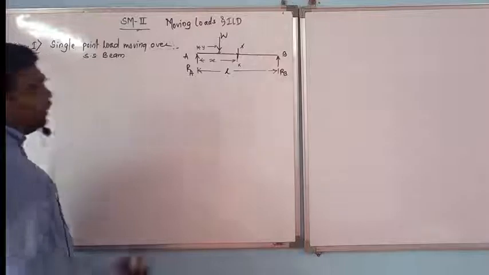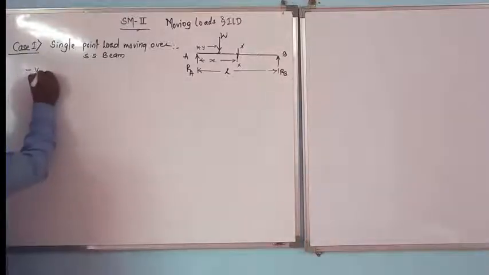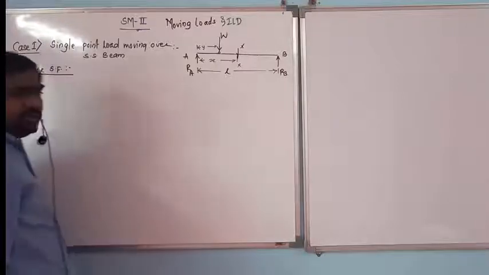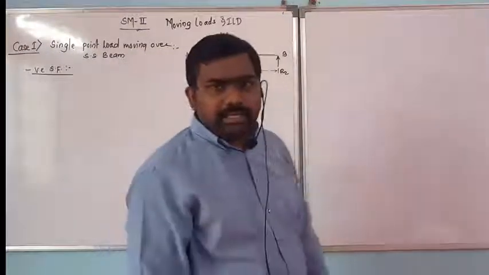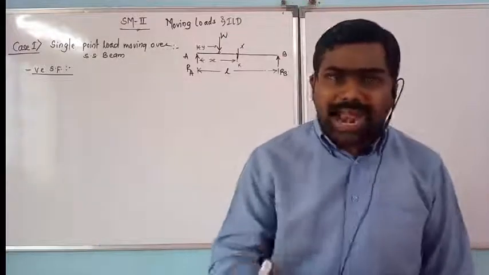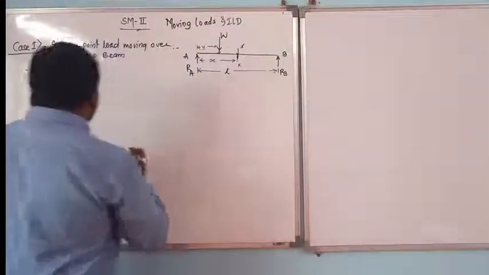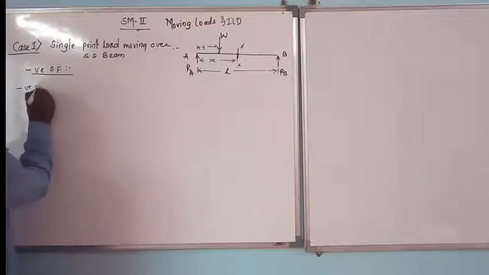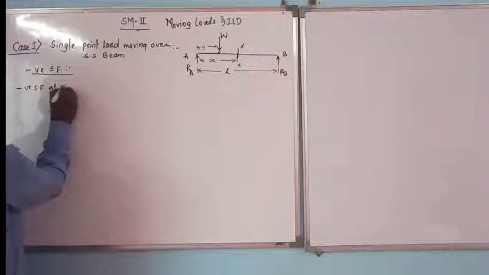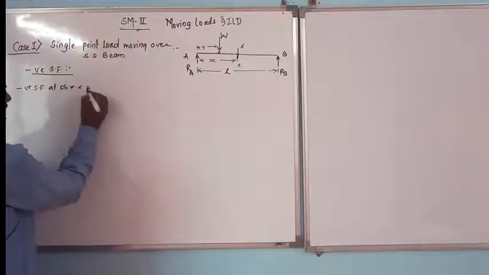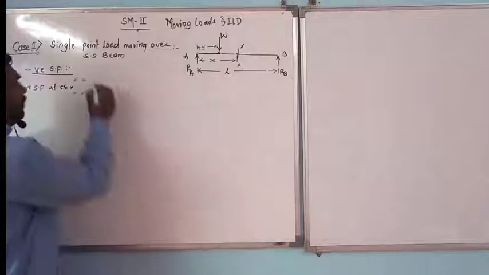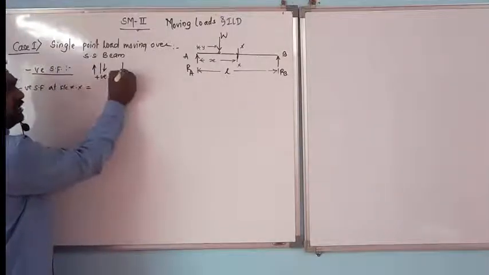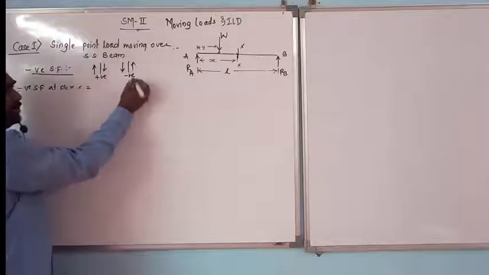So we are going to start with the first phenomenon, that is negative shear force. For the negative shear force, we are going to calculate the negative shear force at section XX, at any section XX anywhere in the beam. So for that I need to know what the sign conventions of the shear force are. So these are the sign conventions of the shear force.